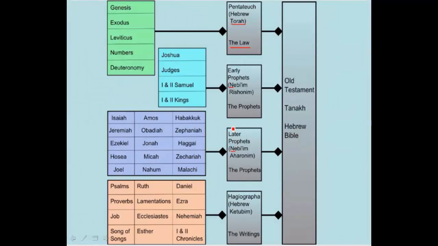You don't worry about learning that N word. You do need to know the word Torah. That's a significant word to know, and know that it refers to the law. Don't worry about the Hebrew word.